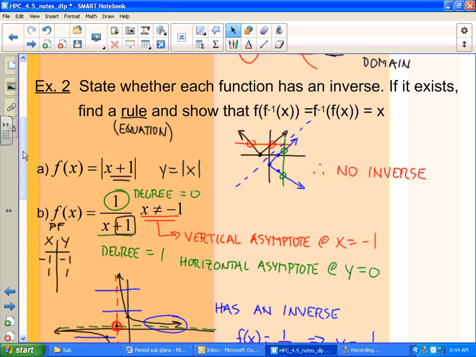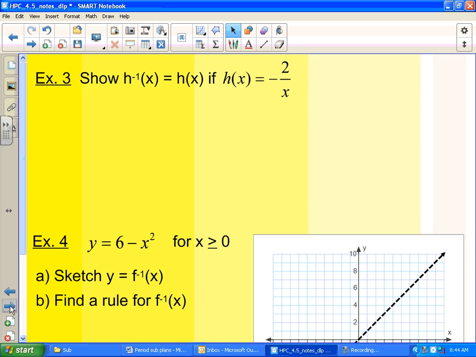All right. Do a little more practice here. So we're going to show that the inverse of h, h negative 1 of x, is equal to the original function h of x, if our original function is negative 2 over x. So here I'm not proving that they are inverses. What I'm doing is showing that the inverse is equal to the original.